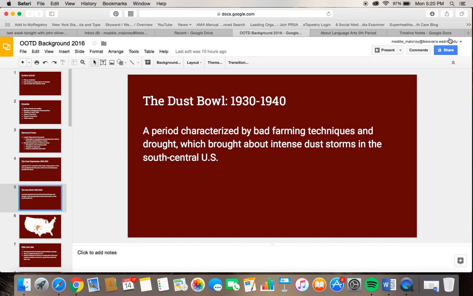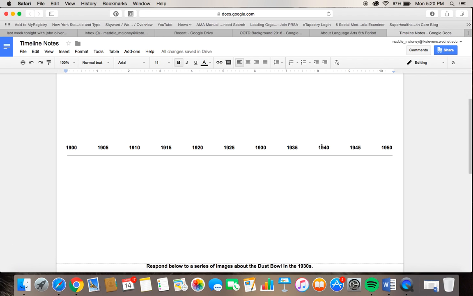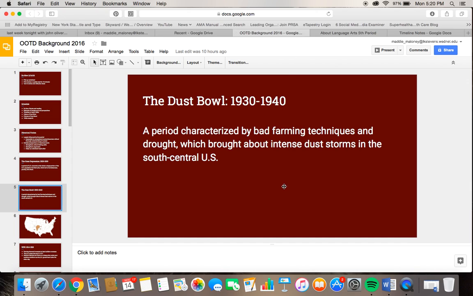So you can write on your timeline where you've got the 10-year period of the Dust Bowl. You can give yourself some bullet points, and you can write that this is a period that was caused by bad farming techniques and drought, and it brought about intense dust storms in the south central U.S. And if you need to pause this slide, go ahead, because I'm going to move on.